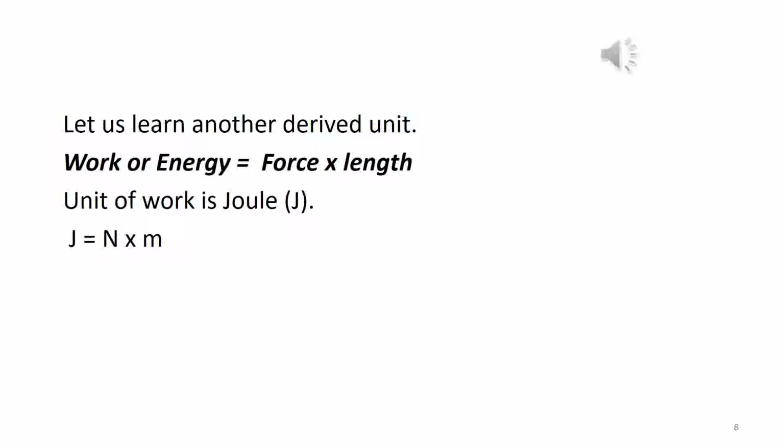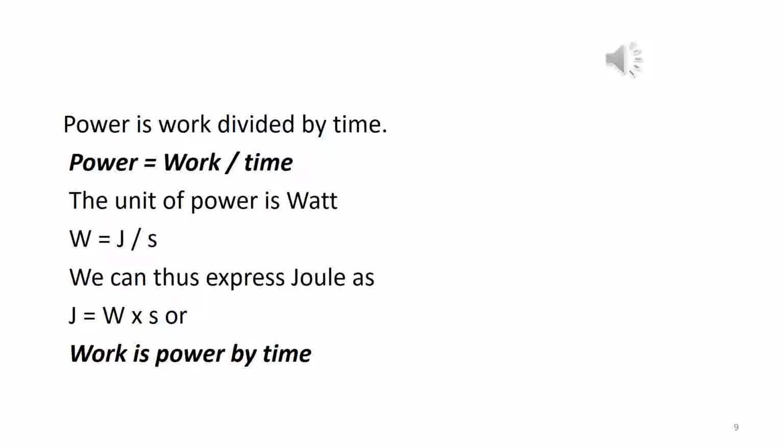Let us learn another derived unit. Work or energy is force by length. Unit of work is joule. Joule is Newton by meter. Power is work divided by time. The unit of power is watt. Watt is joule divided second. We can thus express joule as joule equals watt multiplied second, or work is power by time.